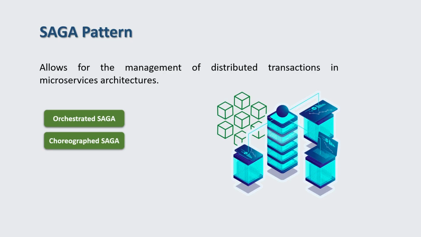The Saga Pattern is a strategy for managing distributed transactions in microservices architectures. Instead of a single atomic transaction, Saga breaks down the process into a series of transactions that are executed independently and coordinated through events or compensations in case of failures. There are two types of sagas: orchestrated saga and choreographed saga.